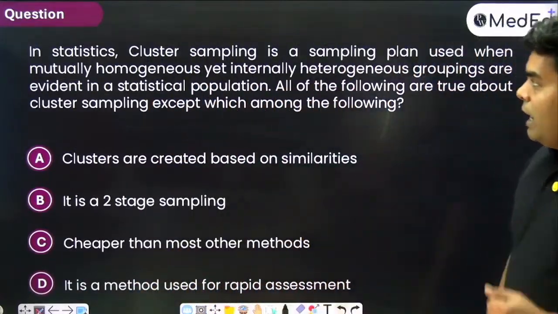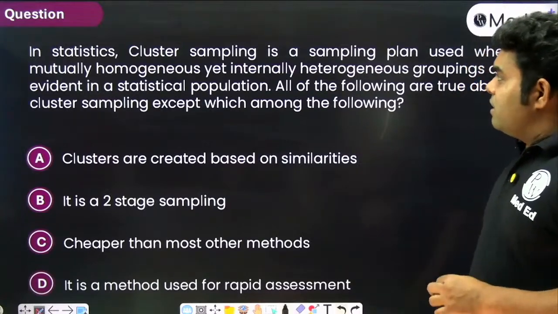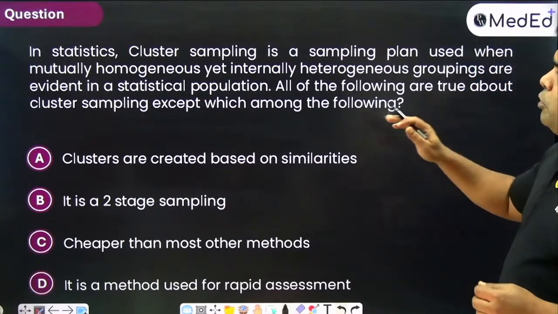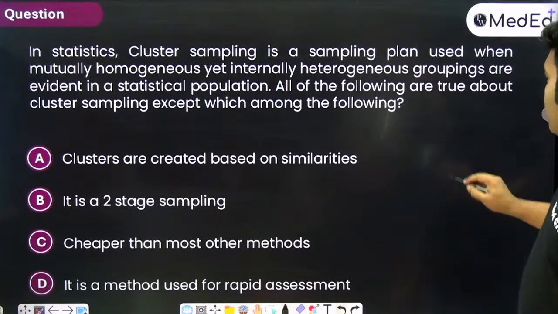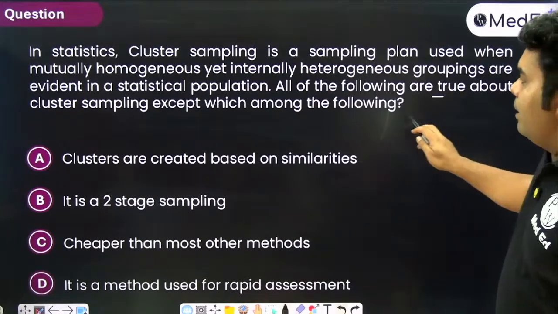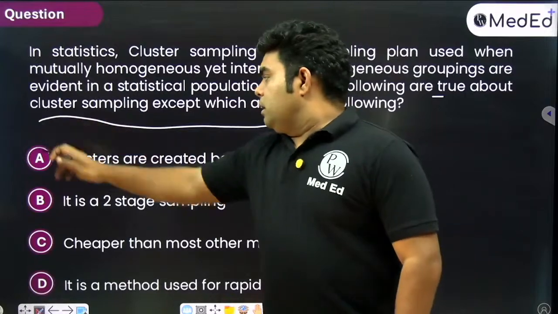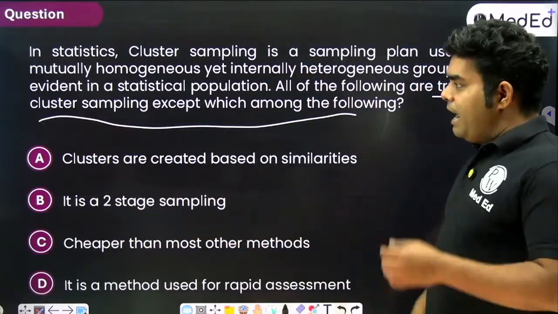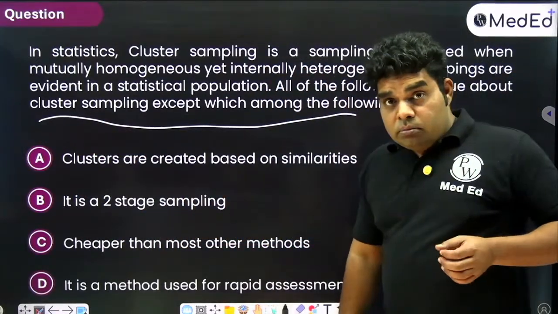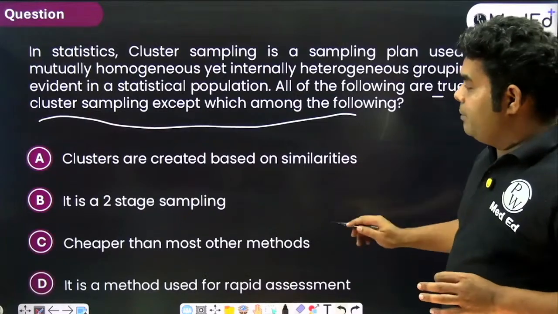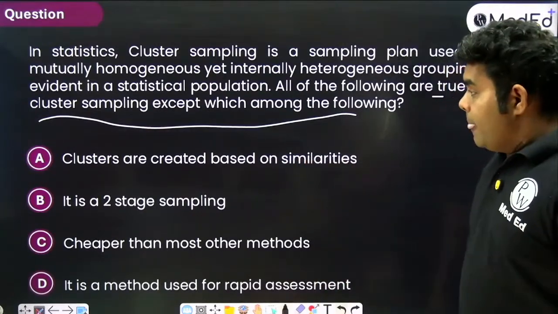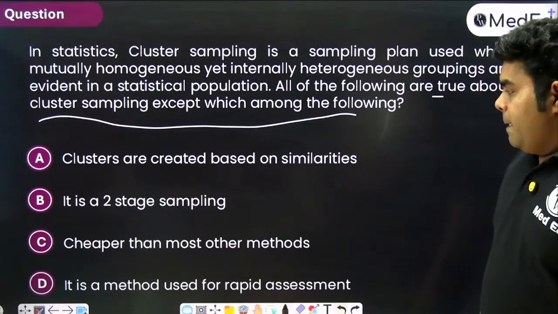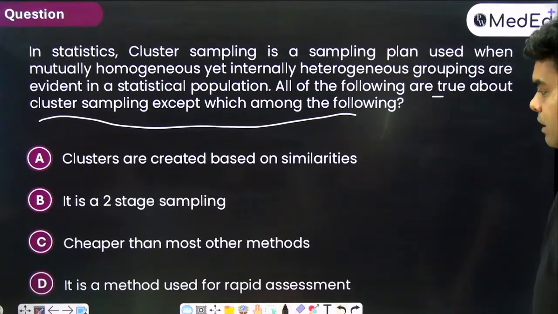Okay, chalo. In statistics, cluster sampling is a sampling plan used when mutually homogeneous yet internally heterogeneous groups are evident in a statistical population. All of the following are true about cluster sampling except: clusters are created based on similarities. No, I don't think this is the correct statement. Clusters are created based on common origin. It is a two-stage sampling, cheaper than most other methods. It is a method used for rapid assessment.